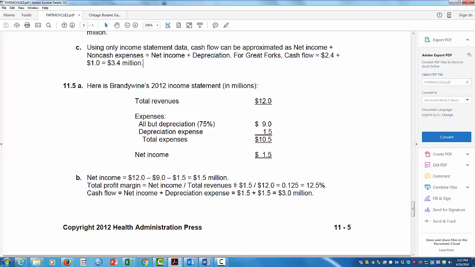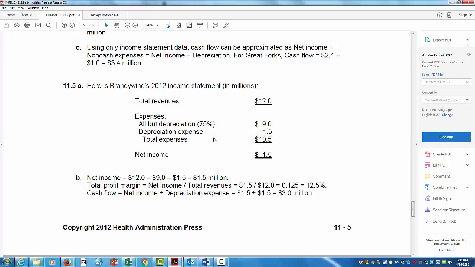This is going to go over a couple of the exercises that we're dealing with today for Chapter 11, the problem with Brandywine Clinic. As you know, in Chapter 11, we were looking at not-for-profit business. They had revenues of $12 million in 2012. Expenses other than depreciation totaled 75% of revenues, and depreciation expense was 1.5 million. So the first exercise that I want to look at is on page 355, 11-4, and it asks us to construct Brandywine's 2012 income statement.